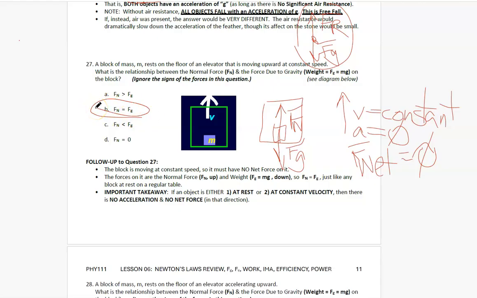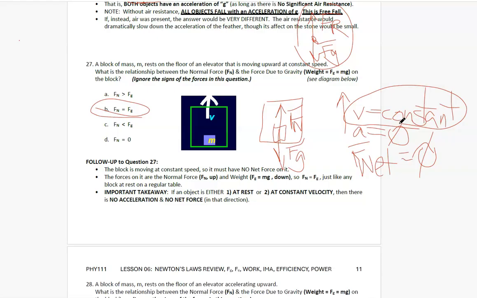And that is true whether the elevator is dead stopped, because that's a constant velocity, constantly zero, or it's constantly moving up at a constant speed or moving down at a constant speed. It doesn't matter whether the elevator is dead stopped or moving up or down at a constant speed.